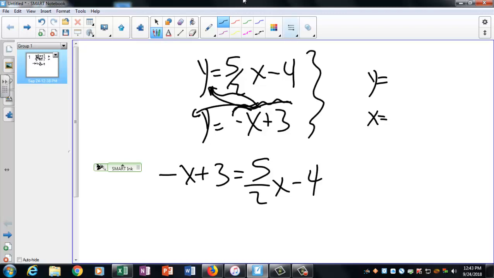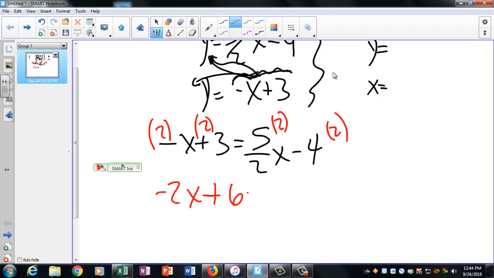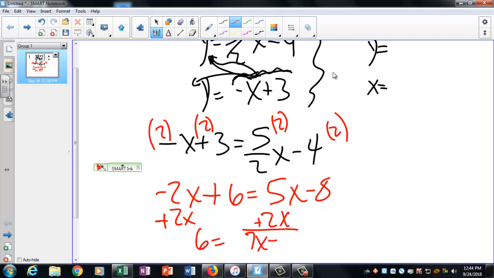Now, how do you solve that? Well, you got to get the x's on the same side, constants on the other. I'm going to multiply through by 2, and that will clear the fractions. Negative 2x plus 6 equals 5x minus 8. And now I'll proceed to solve. Adding 2x, adding 2x. 6 equals 7x minus 8.